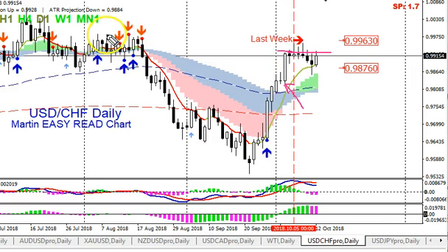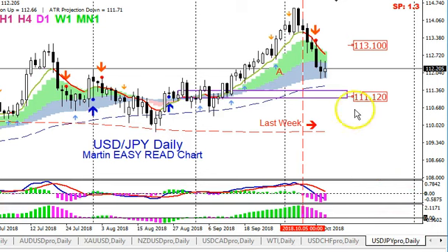Take a look to your left here. That would be your first target. If it goes higher, again to your left, your second target up here. So look for buys above 0.9963, okay, above here. And then sells below 0.9876. Okay, so let's take that off. We're moving along to the US Japanese yen.